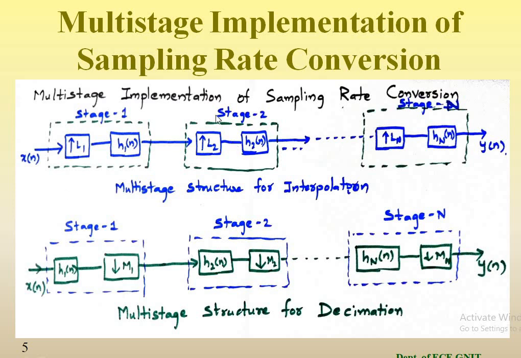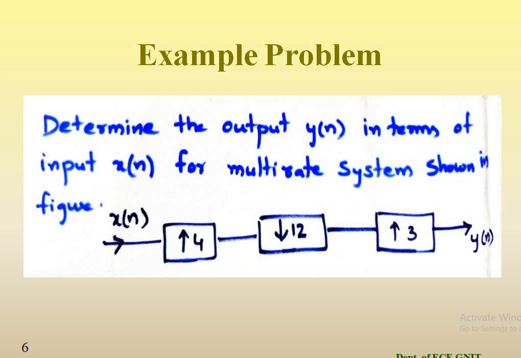I'll be using this multi-stage implementation of sampling rate conversion in the analysis of a simple example shown on the next slide. Let us consider a simple example in order to use the identities that we have discussed until now, and also apply the multi-stage implementation of the sampling rate converters. We need to determine y of n in terms of x of n for the given multi-rate structure.